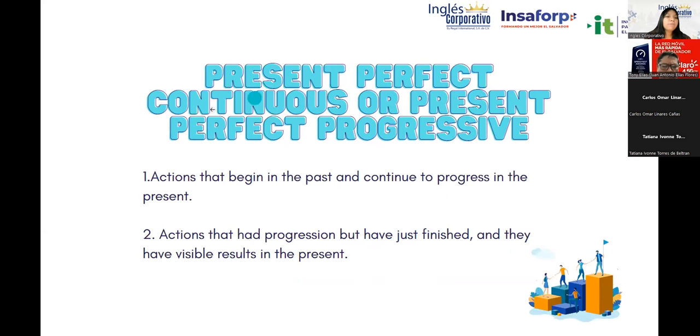So we use the present perfect continuous for actions that begin in the past and continue to progress in the present. We can also use the present perfect continuous for actions that had progression but have just finished and they have visible results in the present. In this case, I would say that the present perfect continuous helps us to describe things that started in the past, but they still have a relationship with our present, right? I would say that the best definition would be number one, okay?